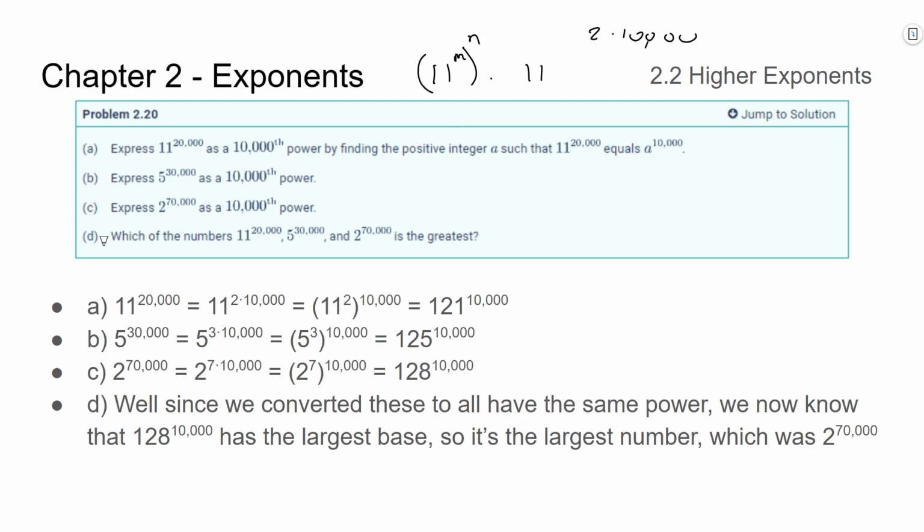All right, so now for D, which is the greatest of the three? Well, now they're all to the 10,000 power, so that's all the same. You just need to find out which base is the biggest. 128 is the biggest base, so we know that 2 to the 70,000th is going to be the biggest of those three numbers.